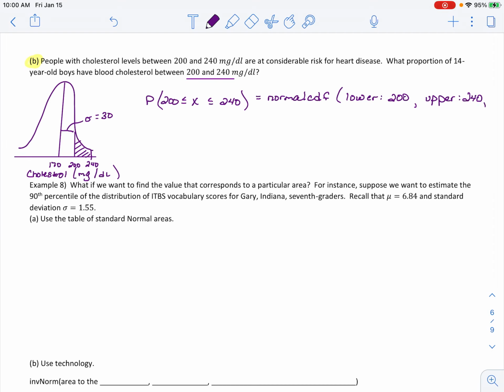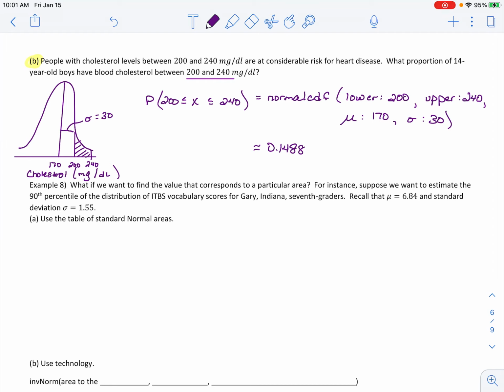Because these were not transformed to z-scores, I don't have a mean of 0. The mean of the x values is 170. The standard deviation of the distribution of x values was 30. Only put in 0 and 1 if you have standardized. So this would be, oh, I do already have my answer. When I typed this in before, I got 14.88%. So about 15% of 14-year-old boys have cholesterol between 200 and 240 milligrams per deciliter.